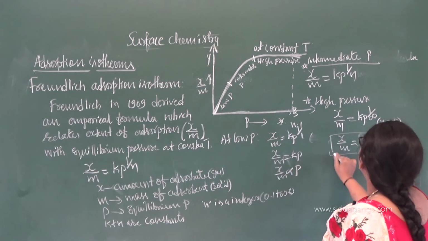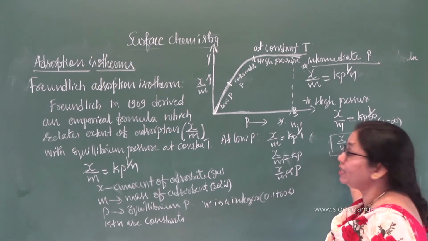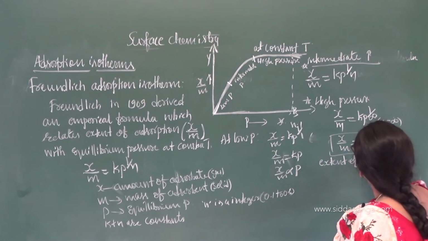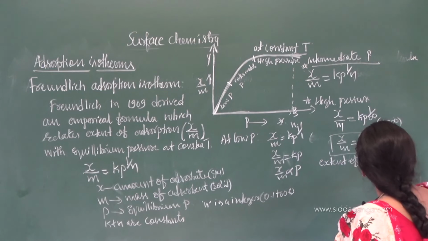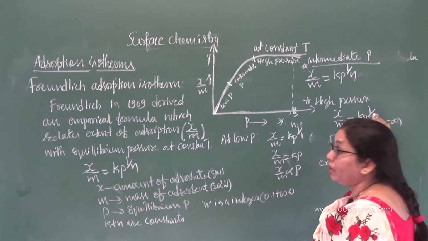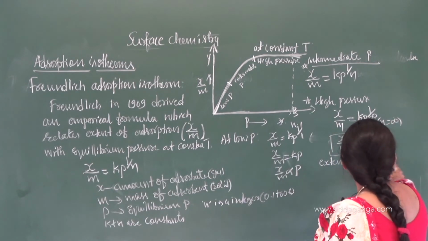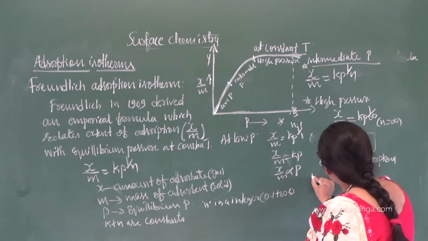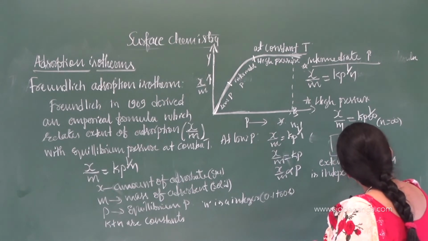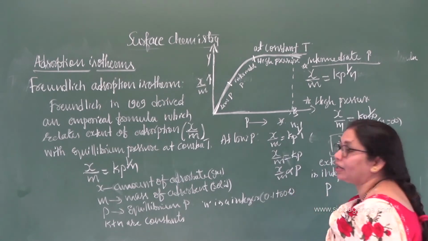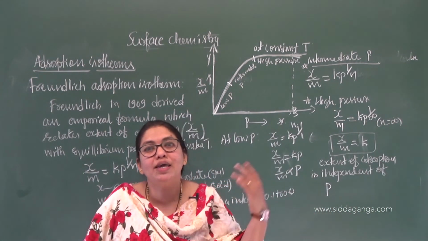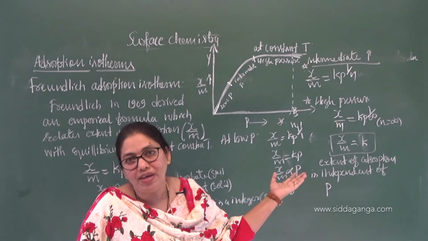That means the amount of adsorption, or the extent of adsorption, you have to note down here. So it is p to the power 0. Anything to the power 0 is 1, and 1 into k is nothing but k. Extent of adsorption is independent of pressure. So we cannot apply the Freundlich adsorption isotherm at higher pressure, because it is showing the value of infinity.